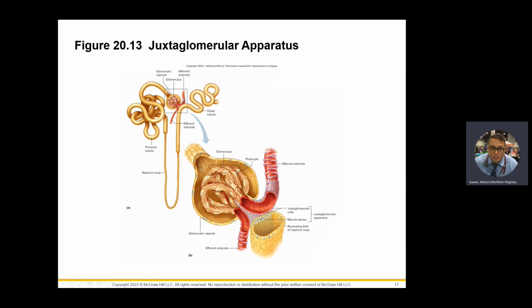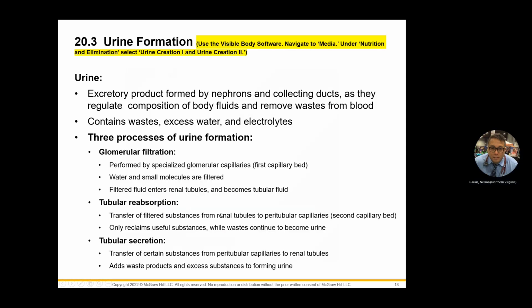And that's the JG cell. It's located right here. And it makes sense because this is where all the blood's going to filter. So who better to monitor my blood and my blood pressure right there, right at the level of filtration? Because whoever built us was pretty smart.